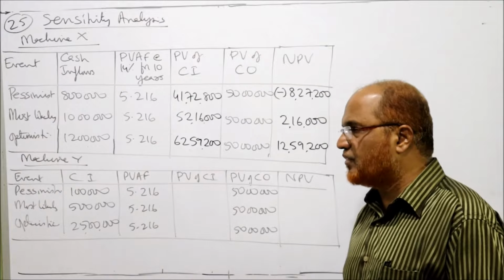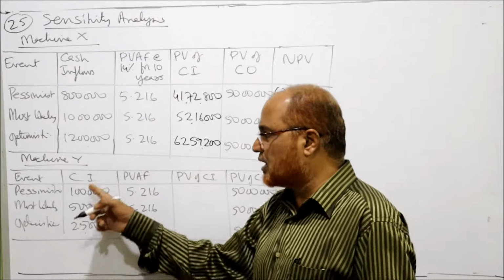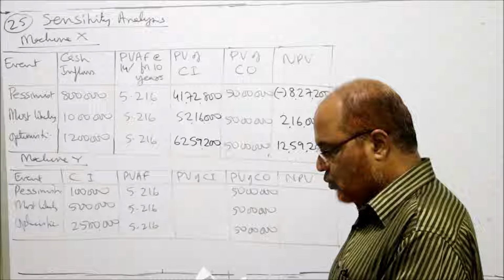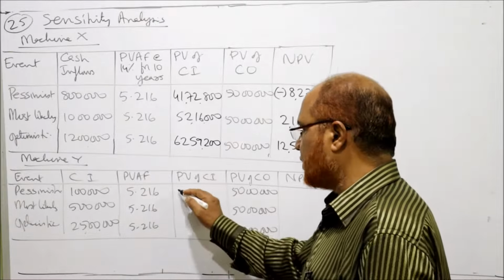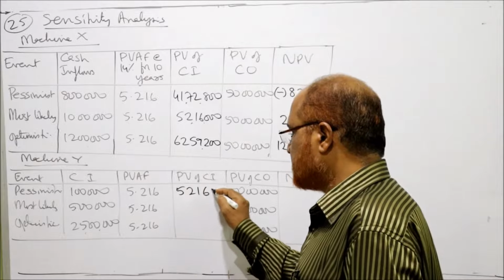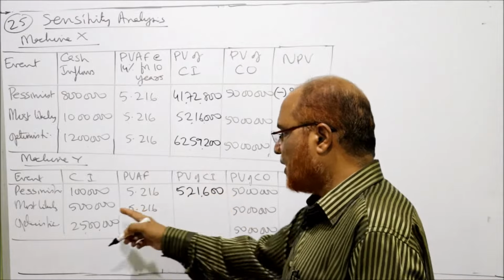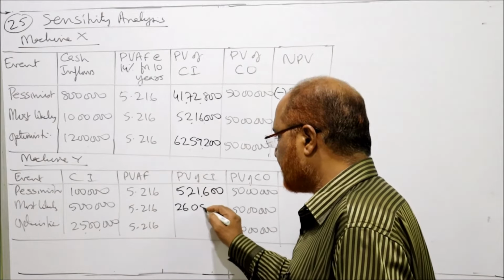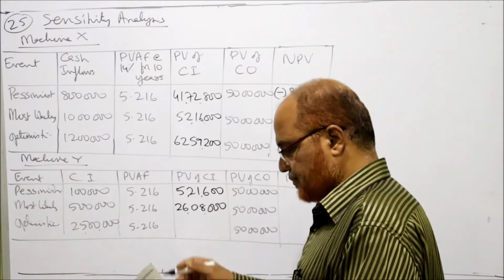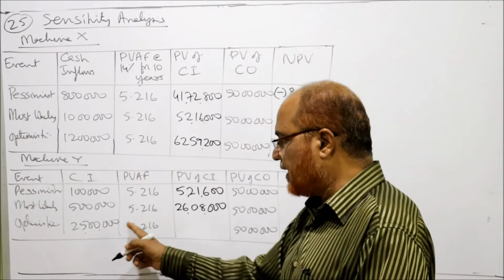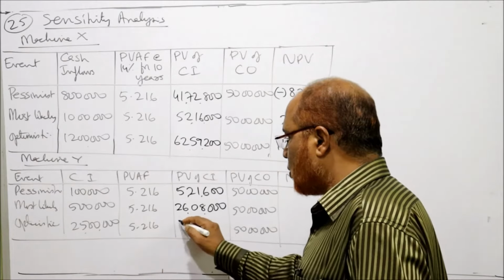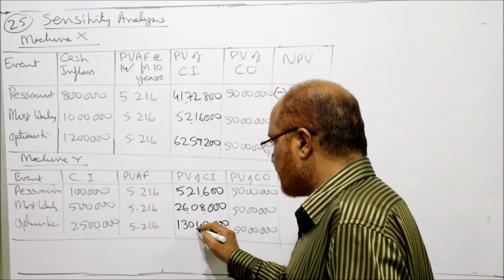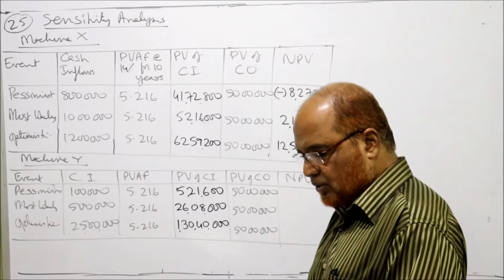Now we'll come to machine Y. The same 3 conditions are given, cash inflows are given, multiply. So 1 lakh into 5.216, it is 5 lakh 21,600. Here 5 lakh into 5.216, 26 lakh 8,000. Then the next one, 25 lakh into 5.216, 1 crore 30 lakh 40,000.